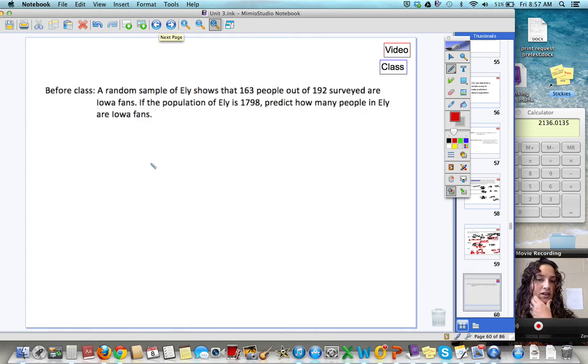So before class, a random sample of, I don't even know how to pronounce that, Ely, right? That's the town around here. Shows that 160 people out of 192 surveyed are Iowa fans. So that's our sample. If the population of Ely is 1,798, predict how many people in Ely are Iowa fans.